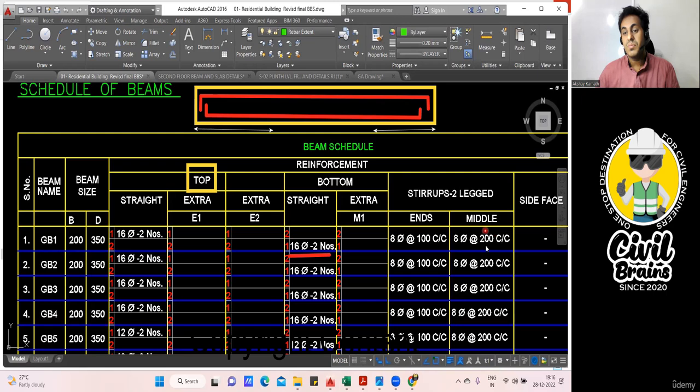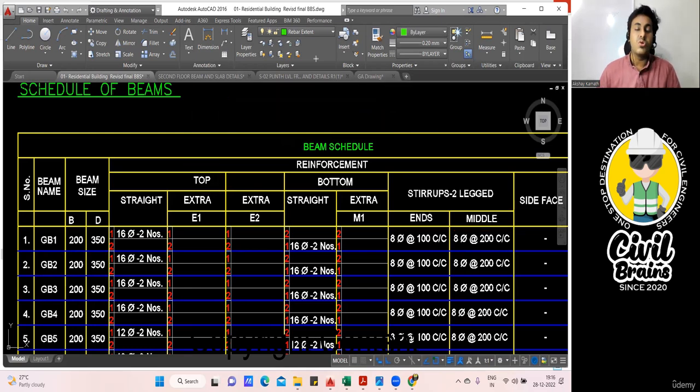In the middle, the spacing is 200. So this is my middle. This is my middle portion. Now here I am supposed to provide 8 diameter at 200 center to center spacing. Understood? That's it. If I had explained this in the initial stage, you would not have understood. Now you know what you mean by this.